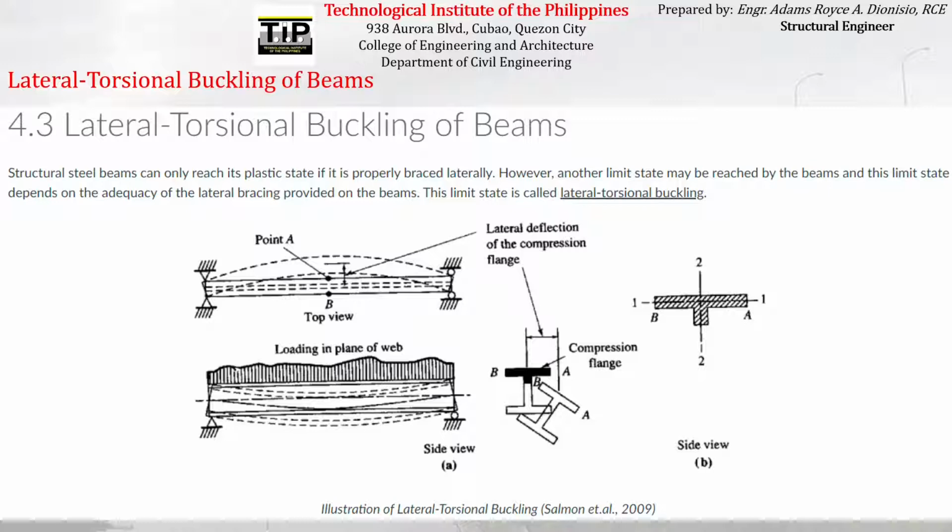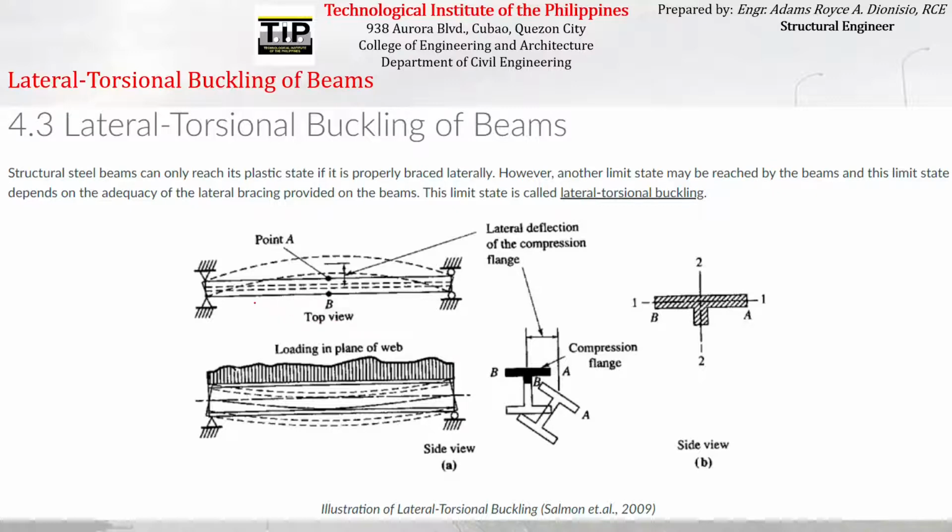So now, moving on to the next limit state that we don't want our beam to experience, which is the lateral torsional buckling. Structural steel beams can only reach its plastic state if it is properly braced laterally. However, another limit state may be reached by the beams, and this limit state depends on the adequacy of the lateral bracing provided on the beams. This limit state is called lateral torsional buckling. So this is what I was mentioning a while ago.